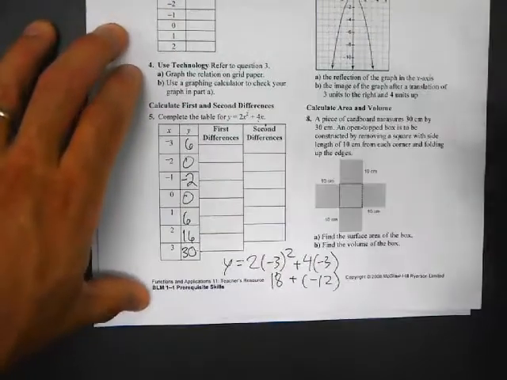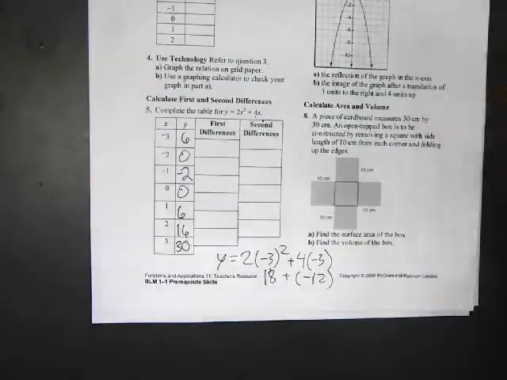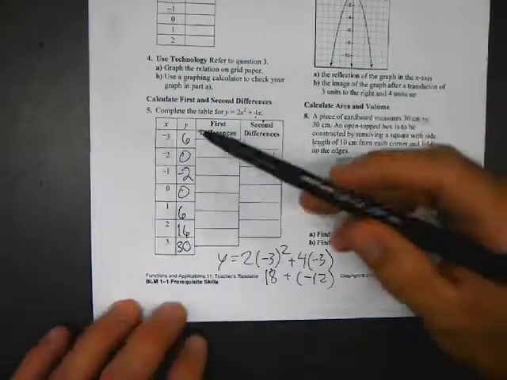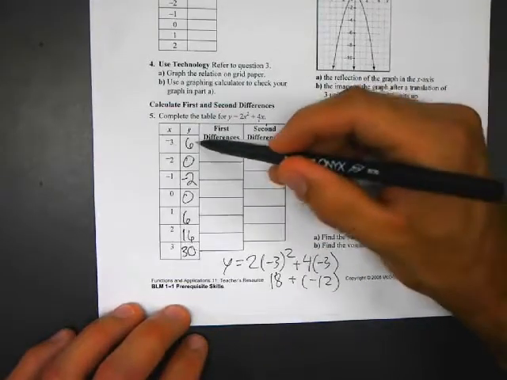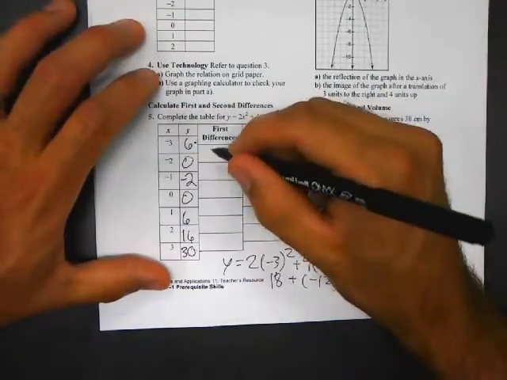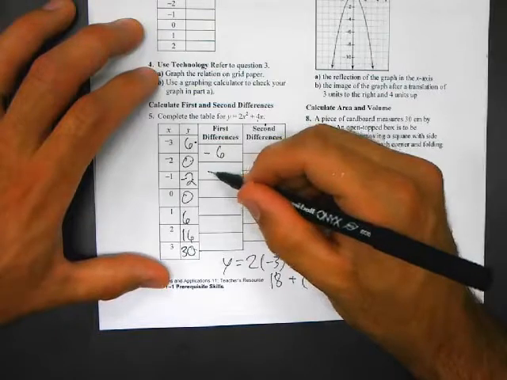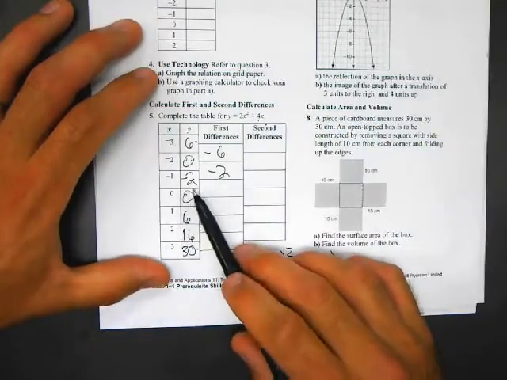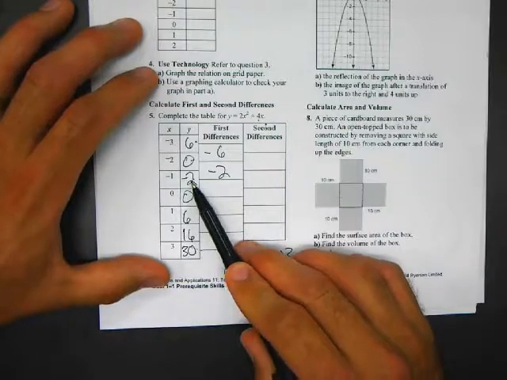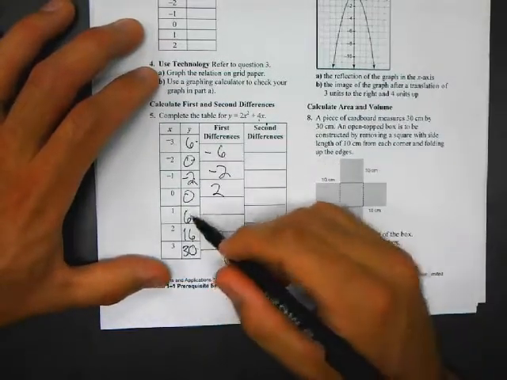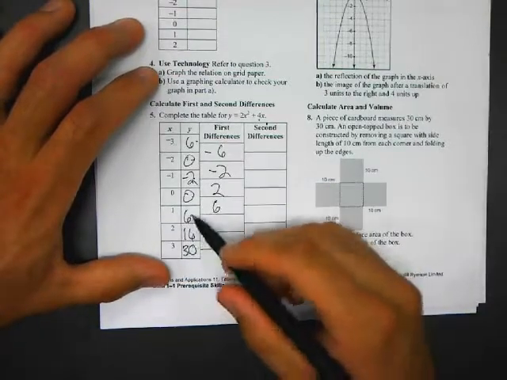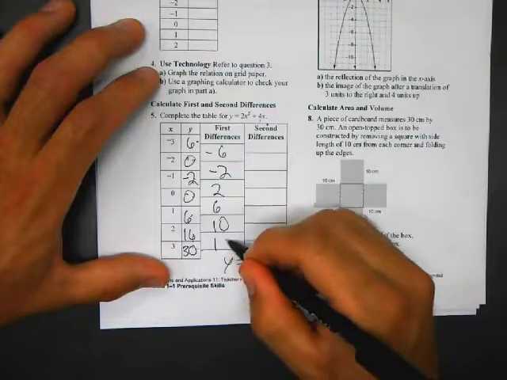So when you do first differences, you're always taking away the number before it. We talked about this a little bit yesterday. The first difference is just what your numbers are going up by. So in this case, we're going 0 take away 6 is -6. -2 take away 0 is -2. 0 take away -2 is going to be +2. 6 take away 0, 6. 16 take away 6, 10. And the next one's 14.